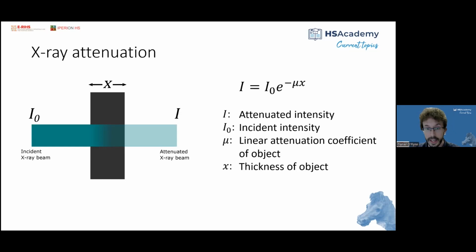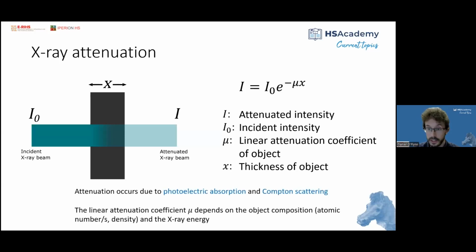What happens when the X-rays pass through this material is that there is an exponential decay of the intensity with increasing object thickness and also with increasing attenuation coefficient. There are two physical processes which cause attenuation: photoelectric absorption and Compton scattering. Photoelectric absorption, when the X-rays are absorbed by the atoms inside the material, is the process which we typically exploit when we take X-ray images.